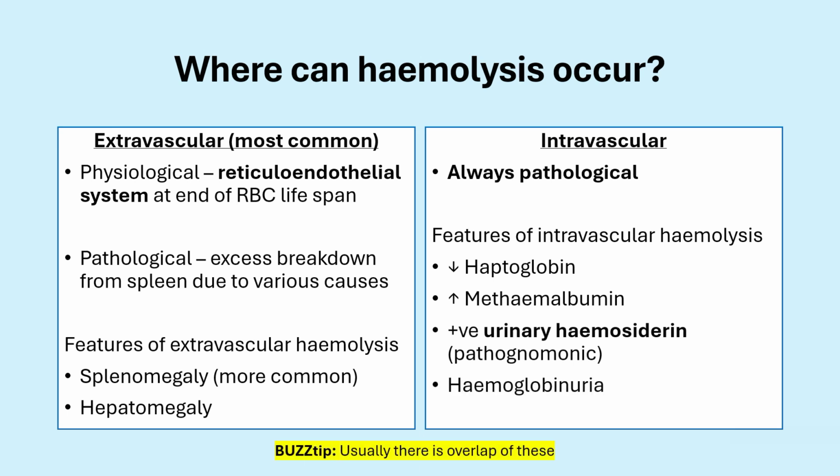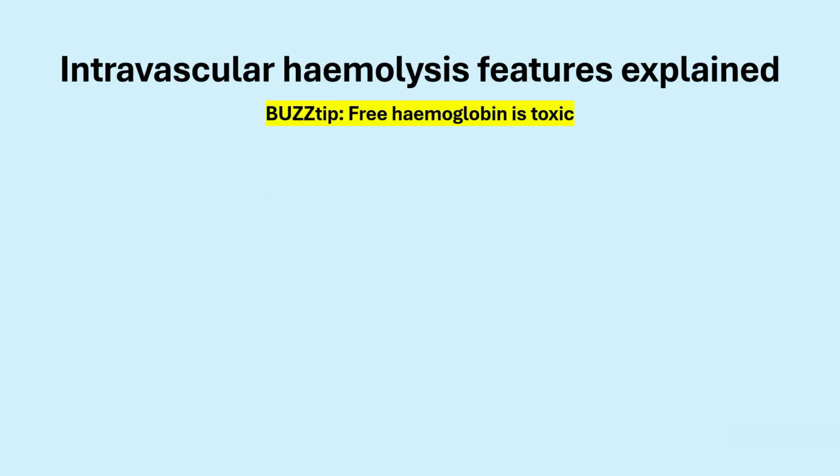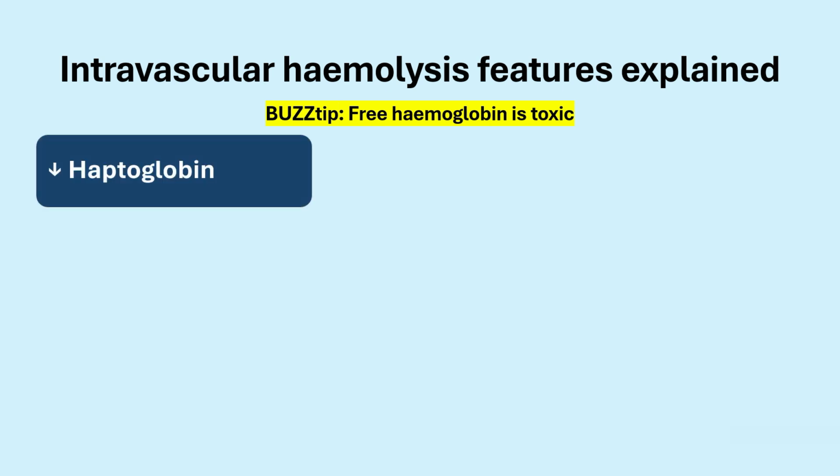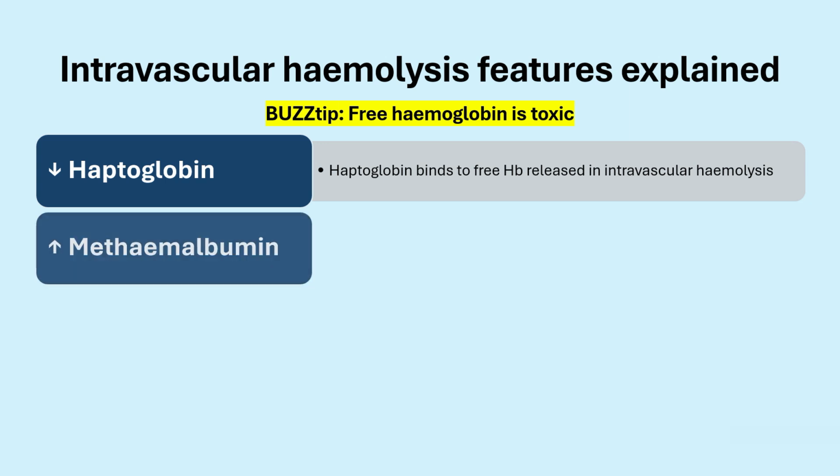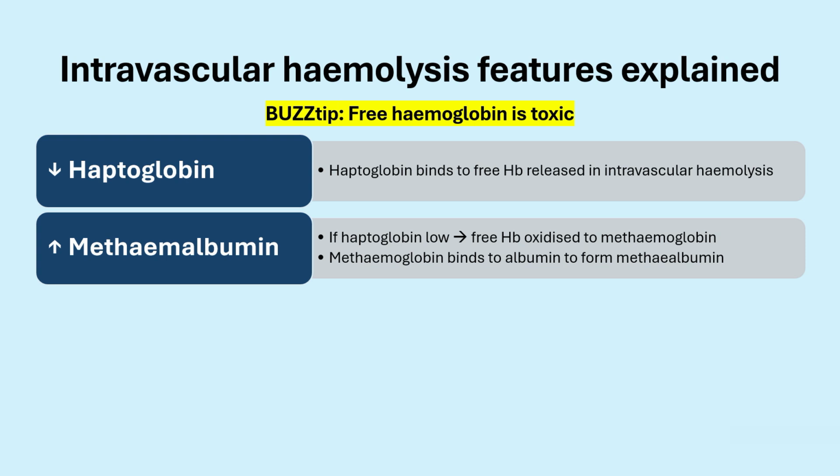Now let's understand the reasons for these features in intravascular hemolysis. So firstly, the low haptoglobin occurs because haptoglobin is a protein that binds to free hemoglobin in intravascular hemolysis. An important tip to remember is that free hemoglobin is toxic. Increased methalbumin occurs because when haptoglobin decreases, the free hemoglobin is oxidized to methemoglobin. The methemoglobin binds to albumin to form methalbumin.